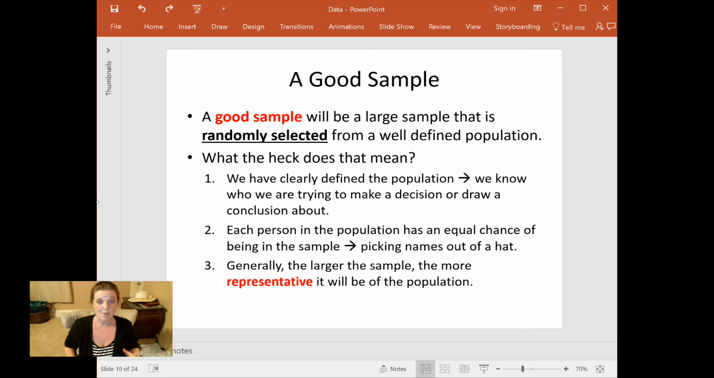If you can, make it a random selection. Again, if you can't make it a random selection, it doesn't mean you have a terrible sample, as long as you're actually sampling from the people that you care about. But if you can, make it a random selection. And then if you can do those two things, actually sample from the people you care about, actually make it a random sample, then bigger samples are better than smaller samples.